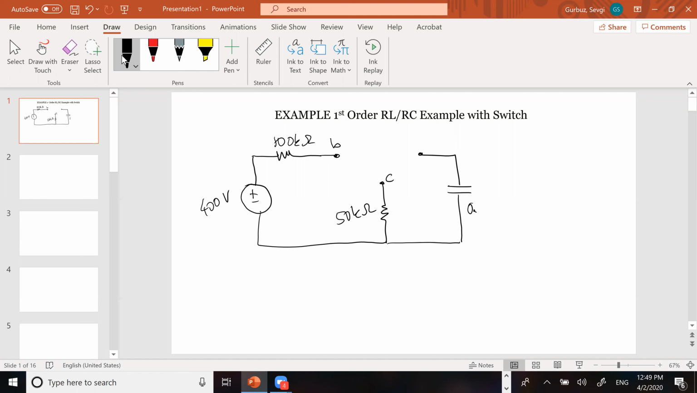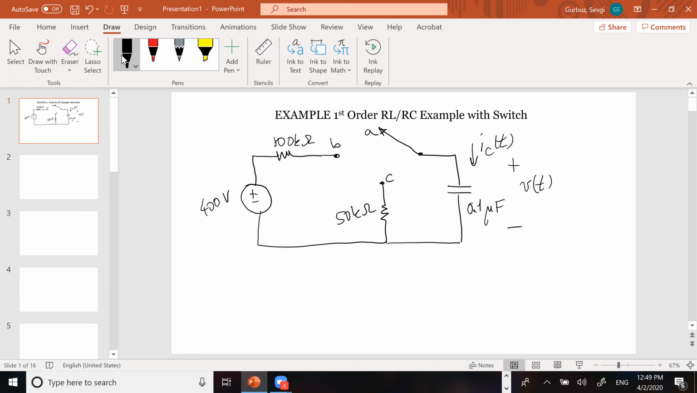The capacitor has a value of 0.1 microfarad, and what we're interested in doing is looking at how the capacitor voltage and the capacitor current change during the course of time as the switch moves to different positions.